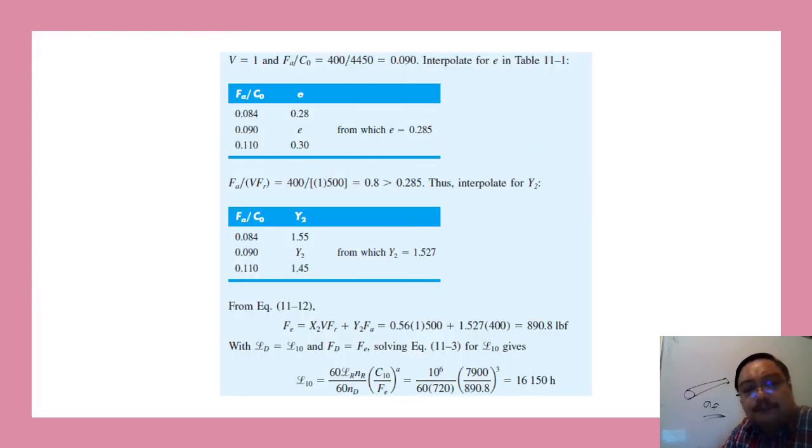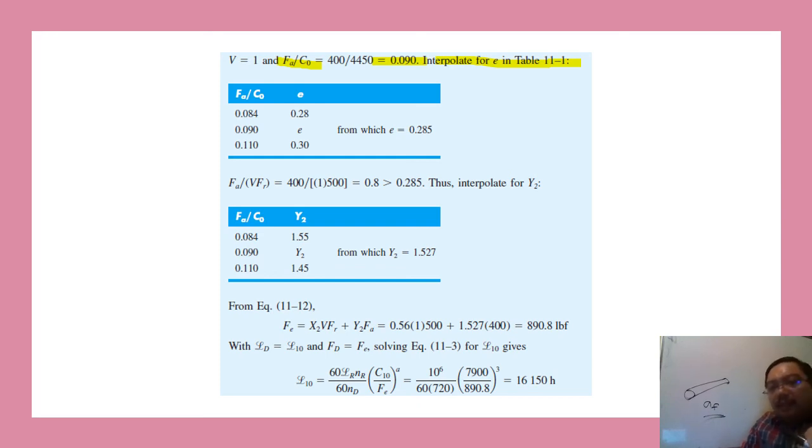Okay, how to do this question? You see here, V equals 1 for, obviously, the inner ring. Okay, so FA over C0 equals 0.09. Interpolate E in table 11.1. You pause this video, you go back to the video that shows table 11.1, you extrapolate. If the data is not there, better refer to the textbook, because I only cut a little bit of table 11.1 and put it in the slide. If you have the textbook, better.